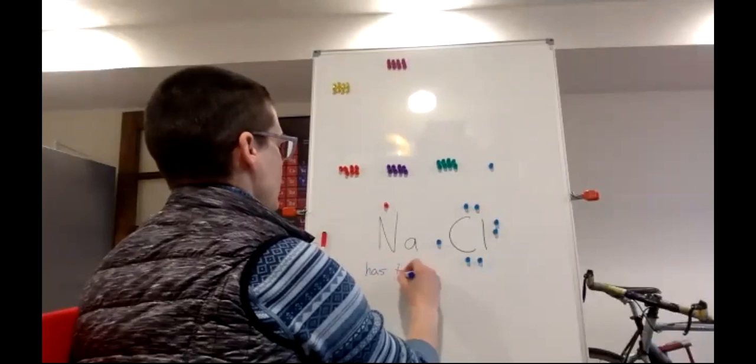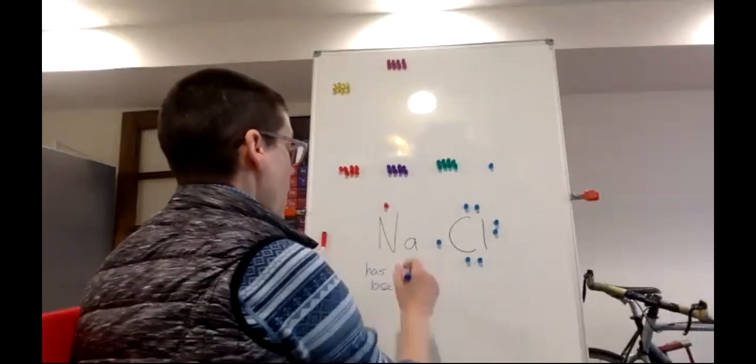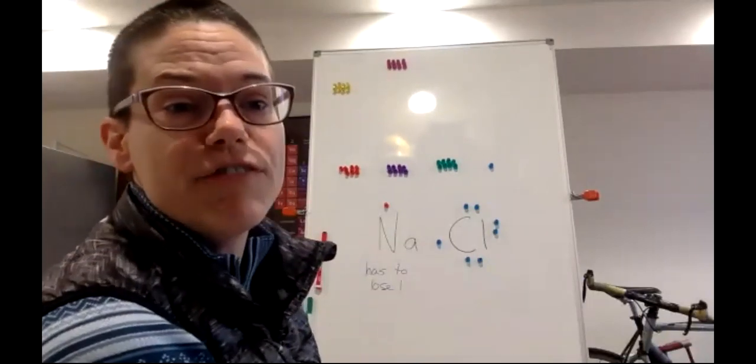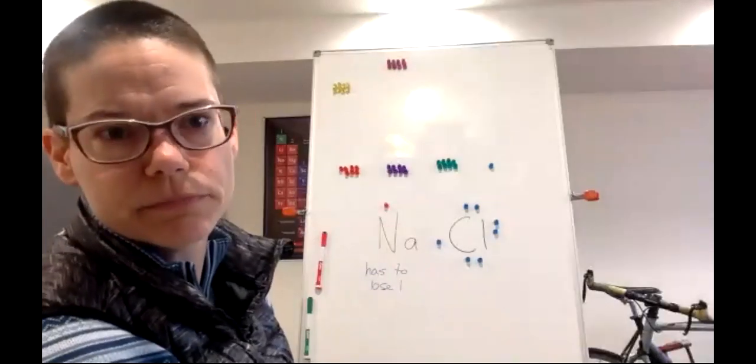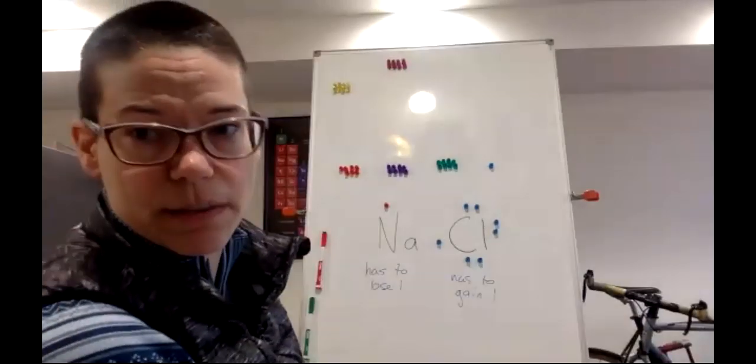It has to lose 1, right? So sodium has to lose 1. And how many valence electrons does chlorine have to gain? 1. It has to gain 1. Perfect match. These are a perfect match.